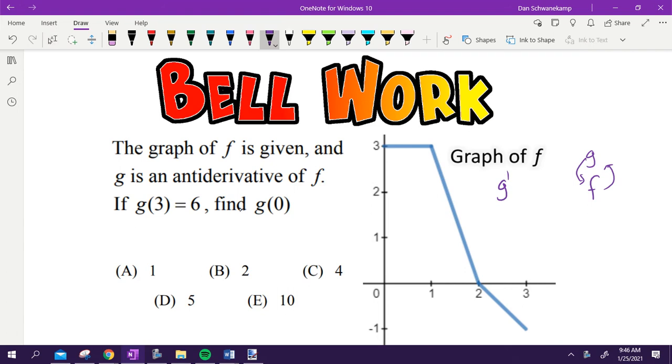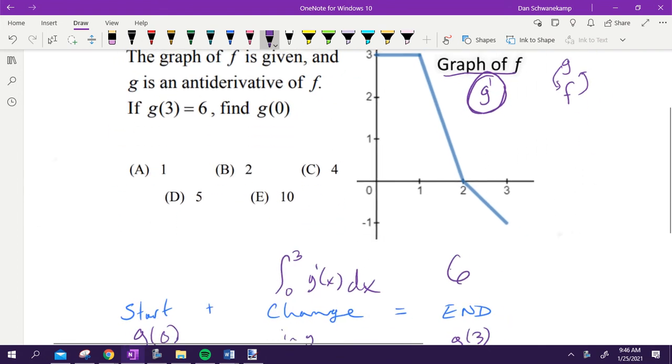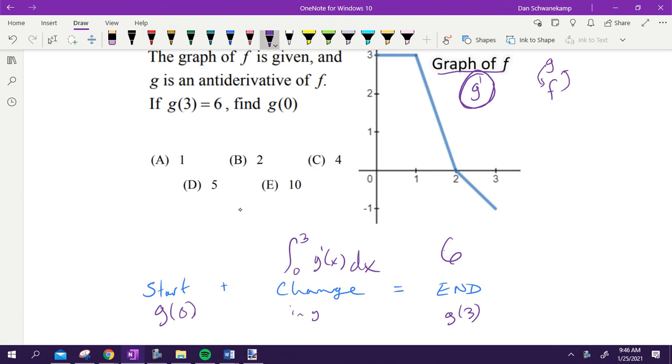We've got a graph of f and g is the antiderivative. So again, we've done this before. Sorry, I'm recording late. That's why I'm going a little fast. But this is g prime. We know that this is a start plus change equals end problem because we know the ending amount. We're trying to figure out what we're starting with. And then the other thing we can do is find the change in g. So to find the change in g, we integrate it from 0 to 3. Which of those things now can we find?